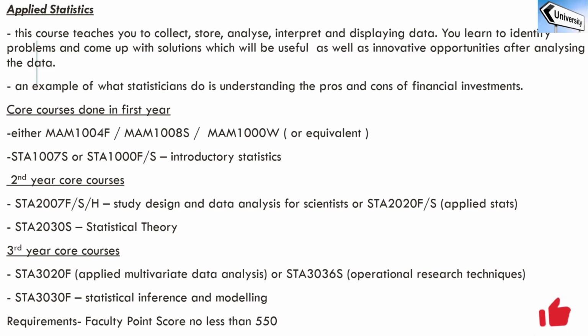So I've outlined the courses done in first year, second year core courses, and third year core courses. So the faculty point score for doing stats is the same for any science faculty course. Needs you to have a faculty point score of 550 and above. You shouldn't aim for the faculty point score here because a lot of people want to enroll for that and there's limited space, so it's better for you to aim above the mark in order for you to be enrolled, okay?